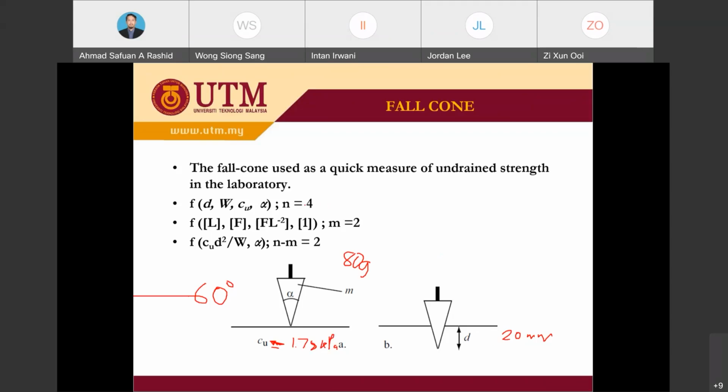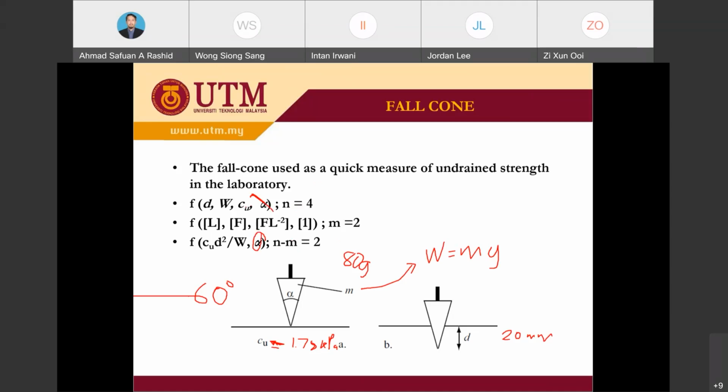Okay, so we have four parameters. For each parameter, we derive the primary dimension, so it contains two. For example, D is L, W is F. Actually M is referred to W when we multiply M with g. Cu is the undrained shear strength, while alpha is the angle, so alpha doesn't have any units. So from there, 4 minus 2, it becomes 2. So first we use the alpha.